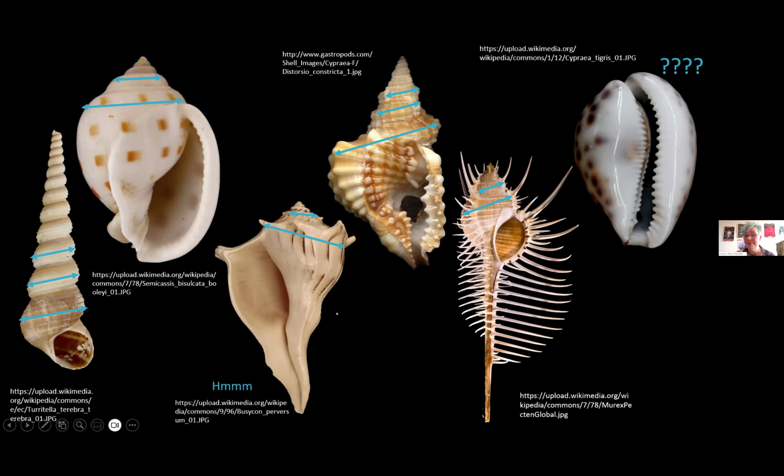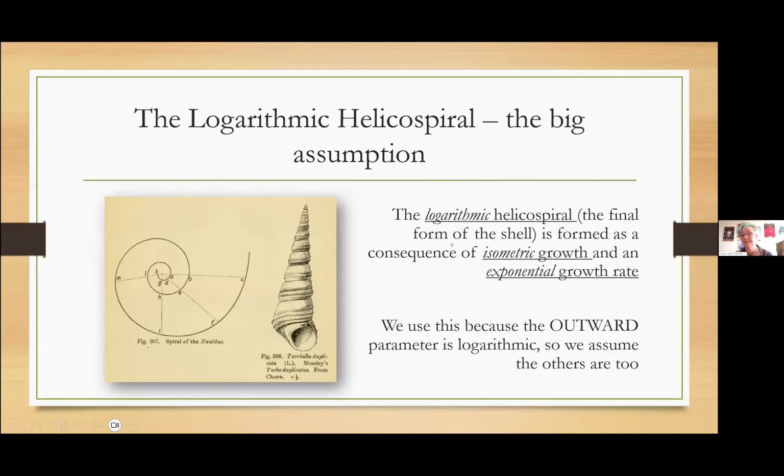But just enough snails got measured to make this generalization that underpins the Raup cube and underpins most theoretical shell morphology. Not all of it, but a significant proportion of it, which is that snails are generally or always logarithmic helicospirals. This is the big assumption. This is the thing that underpins the cube, that means that the reason that we don't use the cube as a morphospace because things don't go in it is because of this. The logarithmic helicospiral, so the form of the shell, comes about if you have isometric growth and an exponential growth rate. And this is true of the outward parameter, so as measured from the outside of the shell, which we'll get into in a minute, but we don't have any proof that it's true of the other parameters.